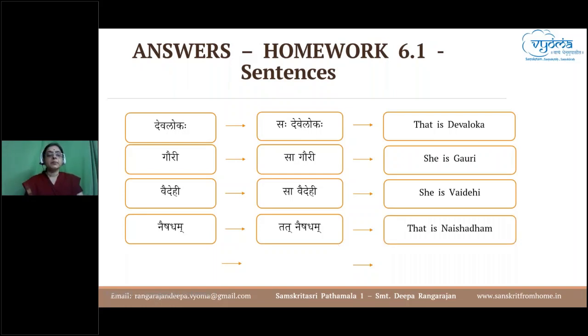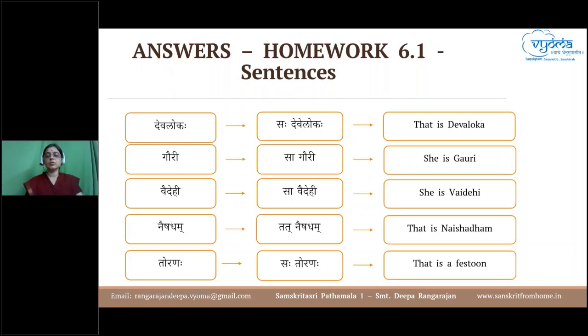Then Toranaha. Toranaha, Toranam, both are correct. You can continue. Saha Toranaha. That is Torana or this is Torana. Yes, Torana is a festoon, something which is decorative, which is used during festivals and functions. Dhanyavadaha.